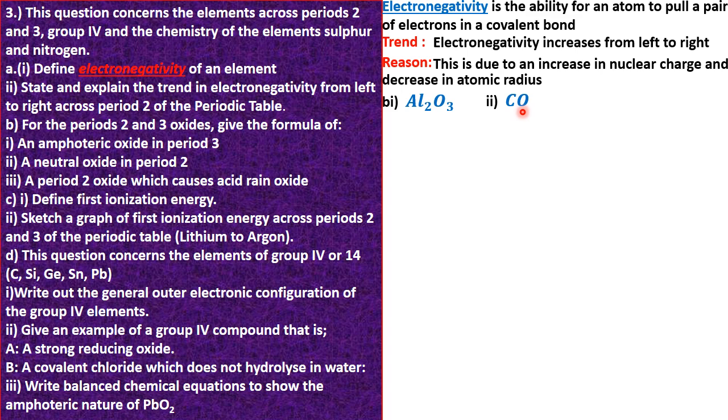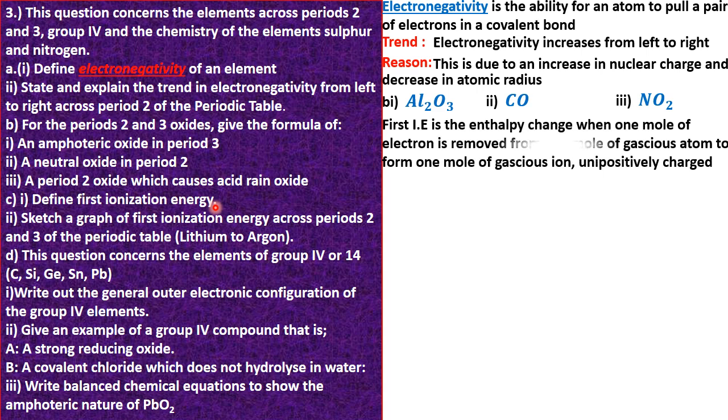But in this case, since period 2 is involved, carbon monoxide is the best. Then Roman 3 is asking for a period 2 oxide which causes acid rain. So it should be no other than nitrogen dioxide. This is the best one that we know about acid rain, right? Good.